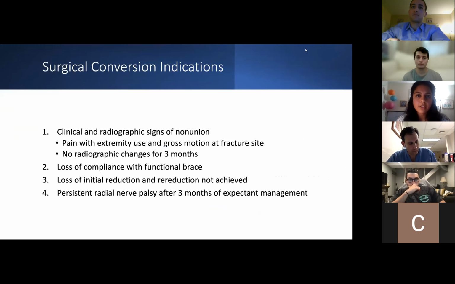So they had 4 major surgical conversion indications. The first one was clinical signs of non-union, which involved pain with extremity use and gross motion at the fracture site, just like we were talking a few minutes ago, as well as radiographic signs of non-union. This indicated no radiographic changes for 3 months of follow-up. The second indication was loss of compliance with the functional bracing. The third one was loss of the initial reduction, where the re-reduction that they tried was not able to be achieved. The fourth indication was persistent radial nerve palsy after 3 months of expectant management.